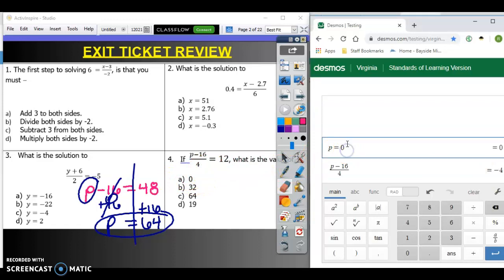So what I do is I come over here and I try the next answer choice, which is 32. And when I look at it, it gives me an answer of 4. But I want it to be 12, so it's not 32. So now I go to the answer choice C, 64. And I get a 12, and the answer should be 12. So that's one way to solve multi-step equations, is just use your Desmos calculator. Hope that helped you guys.